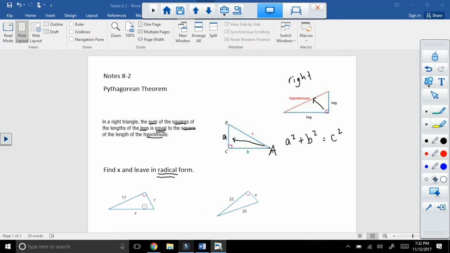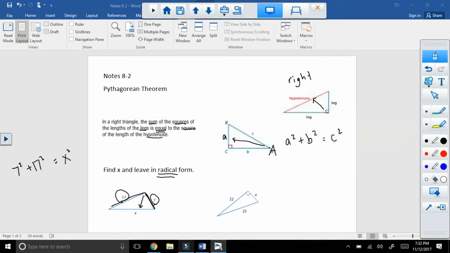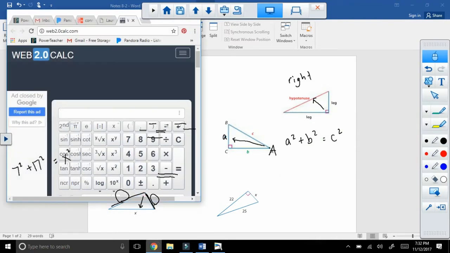When I look at this triangle, I find the hypotenuse, that's the side that's opposite from the right angle. These are my two legs on either side of that right angle. So I'm going to set this up: 7 squared plus 17 squared equals x squared. And I'll want to grab a calculator for this. If you have your calculator handy, that would be awesome for when you're following along.